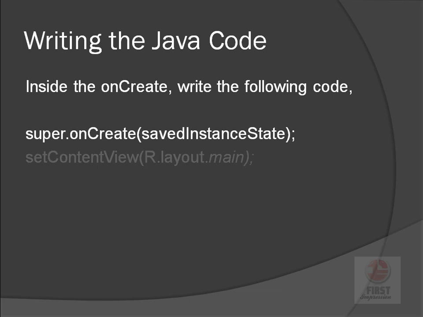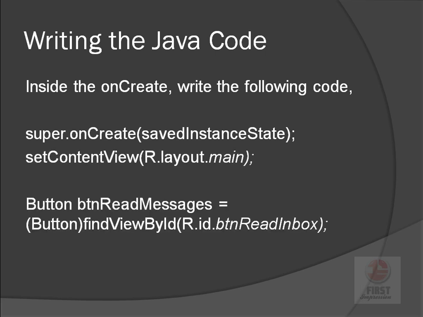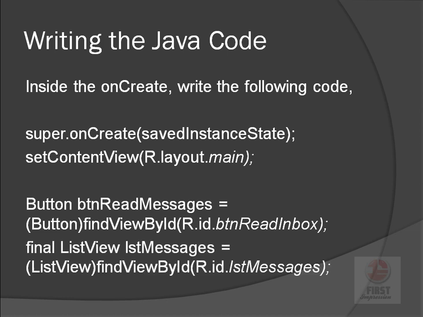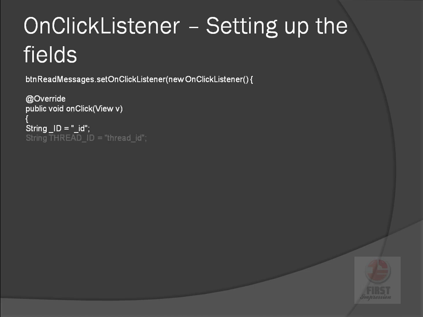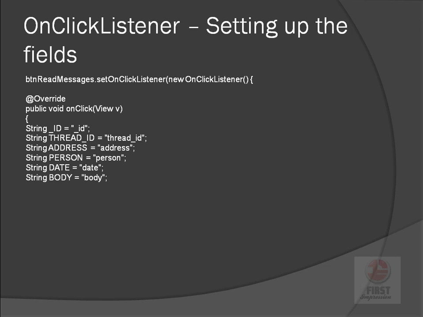Inside the onCreate, we'll have the following code. BTN read messages, we have taken the reference of the button, and we have taken the reference of the list view. Inside the BTN read messages, we'll have some fields. That is the ID field, the thread ID field, the address field, the person field, the date field, and the body field. These are the fields which are stored by each message. So we'll first define all these fields. Then we'll create a projection as we did in the last slide for the contacts. Here the projection will contain ID, thread ID, address, person, date, and body. These will be resolved to these strings upon execution.